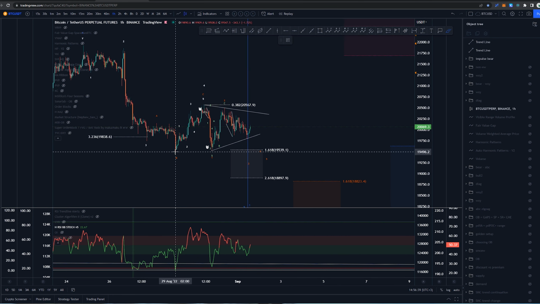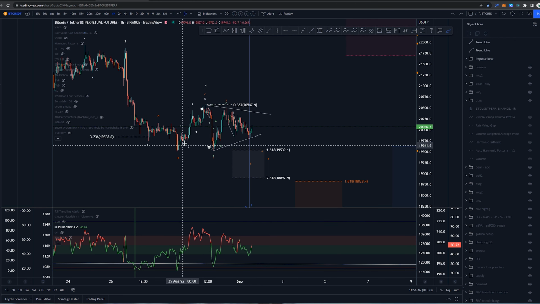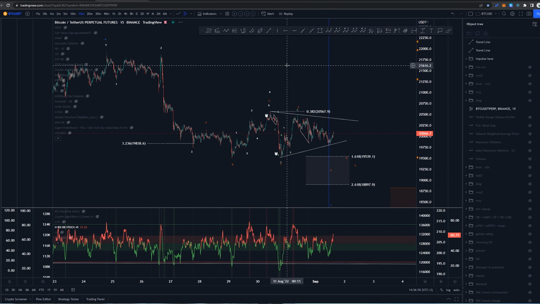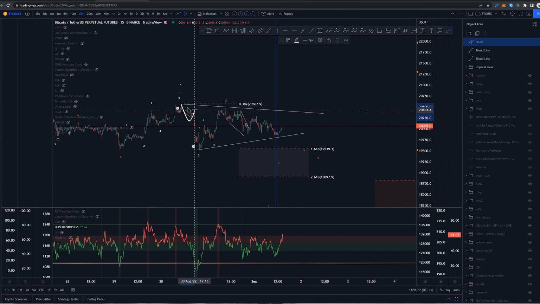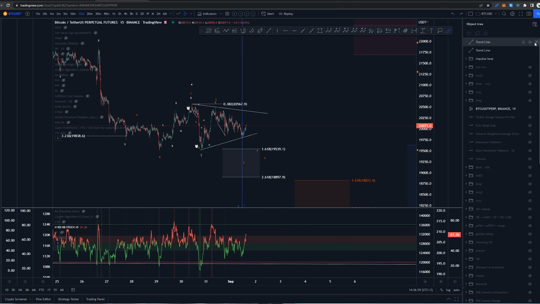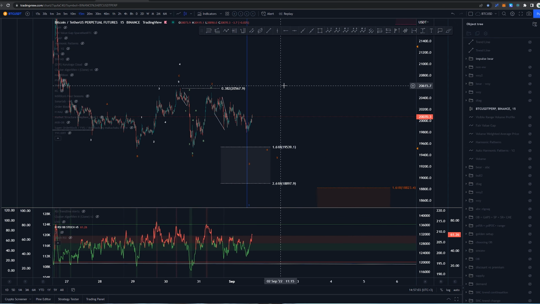There were some posts shared on Discord about this being some kind of triangle here. For me, I don't really see this as a possibility, because if we are looking at the substructures here, this structure would have to be a three-wave structure, and I just don't see that. So to me, this triangle idea is not that valid, and I'm preferring not to use it at all.